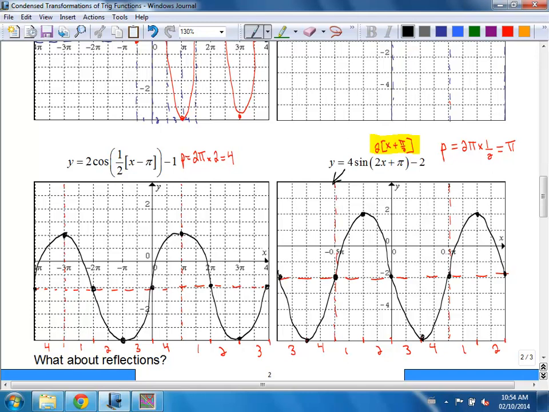Because of the factoring. Oh, I see. Yes. So the starting line, the phase shift, I've moved it to pi over 2. Right. Okay. Thanks for clarifying.